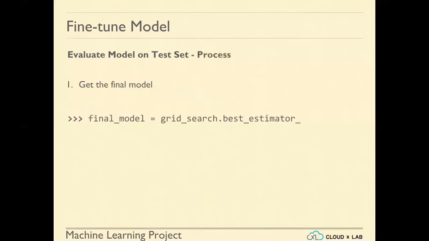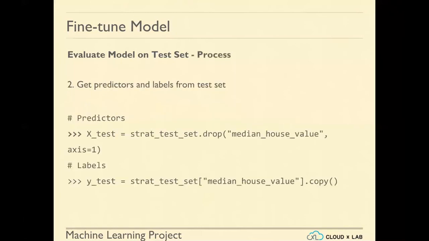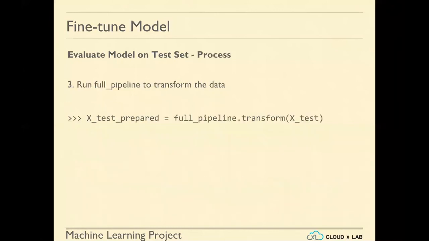So from the grid search, we get the best estimator, and then we drop a particular column. Here we are dropping the median house value. That's the one that we are going to predict, therefore we are removing that. So we're copying the label somewhere, and that's actually the final data. Now we are transforming the test data using the same pipeline with which we have cleaned up our normal data.